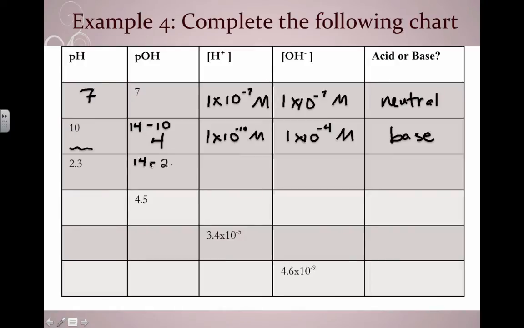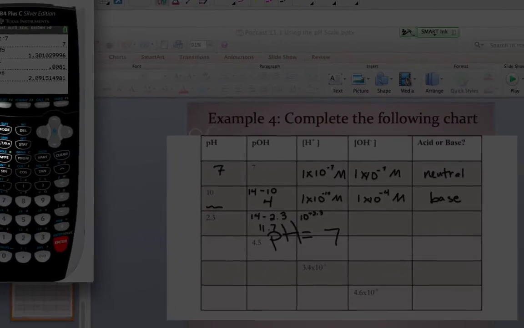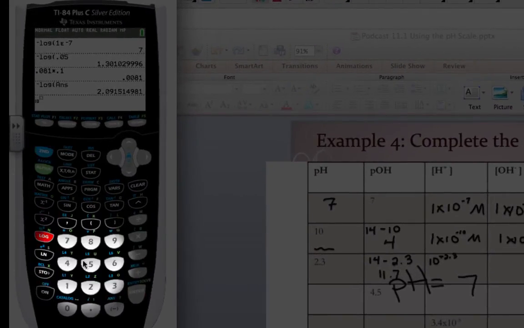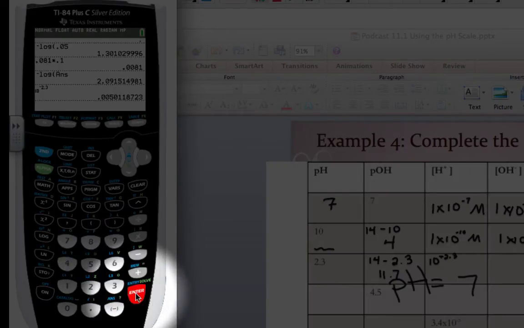Now we're going to have to work a little bit harder because 2.3 is not quite as easy to work out in my head as a 7 or a 10. Having that decimal there kind of makes me work a little bit harder, just a little bit. So 14 minus 2.3, that's going to be 12 minus, okay, so 11.7. And now I need to do 10 raised to the negative 2.3 power to figure out my hydrogen ion concentration. So let's get a calculator and figure out what that is. So I do the antilog, 10 to the minus 2.3 power, and that is 0.005.